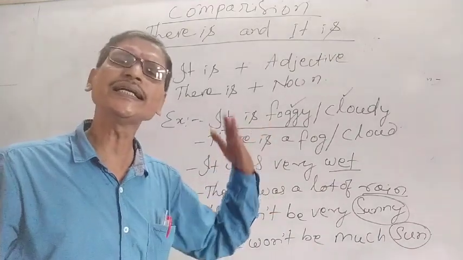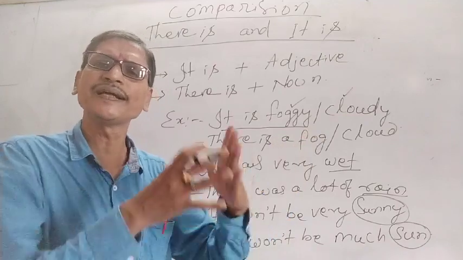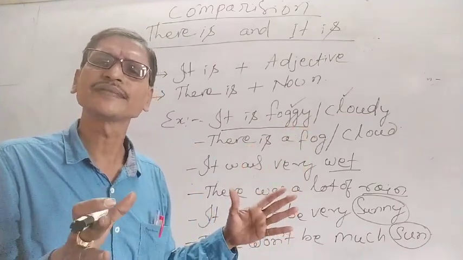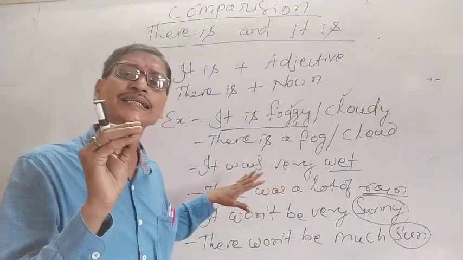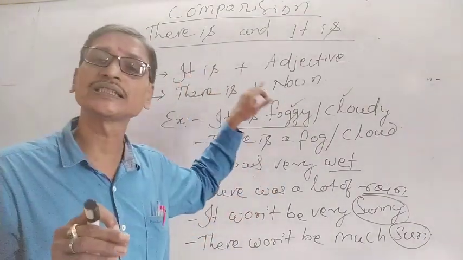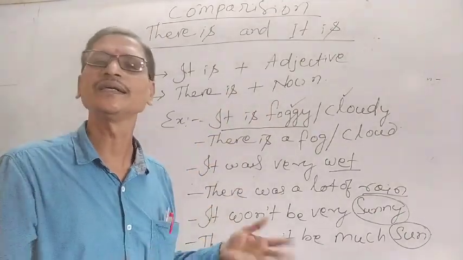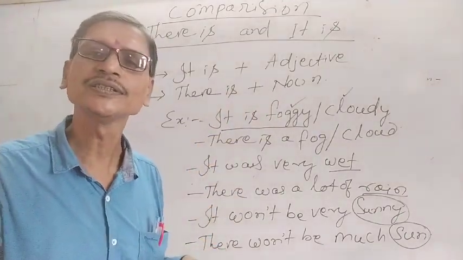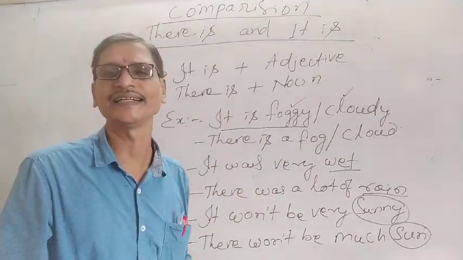We can use them at any time, any tense: present, past, future time as well. But the most important thing is that "it" always uses a singular form, whereas "there" uses a singular as well as a plural form. Understood? So these are the differences between "it is" and "there is".